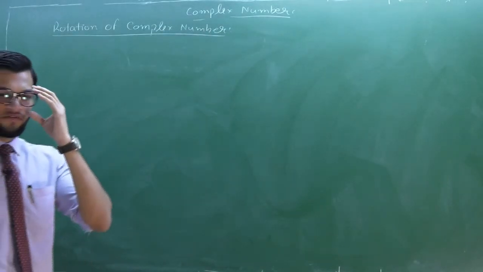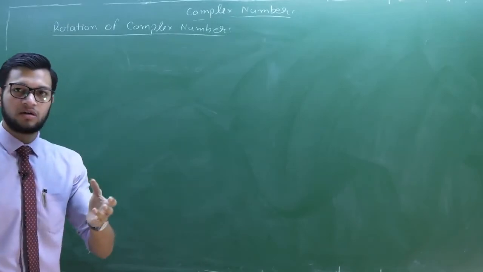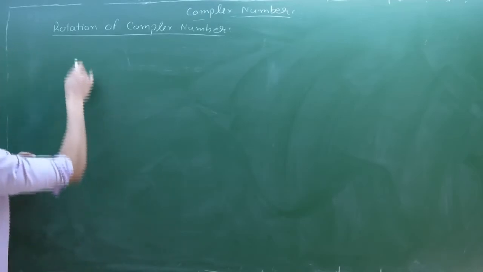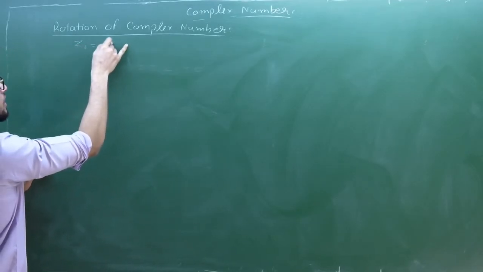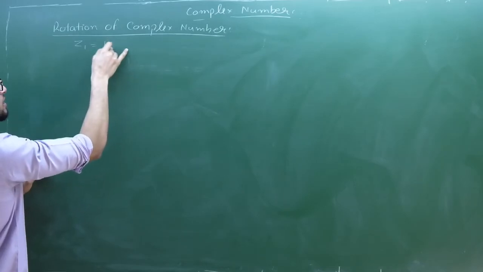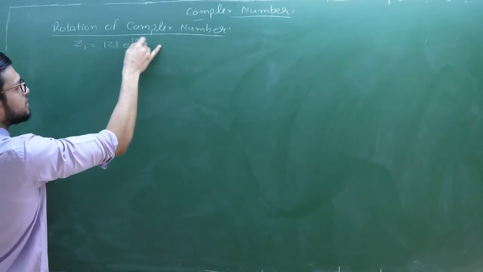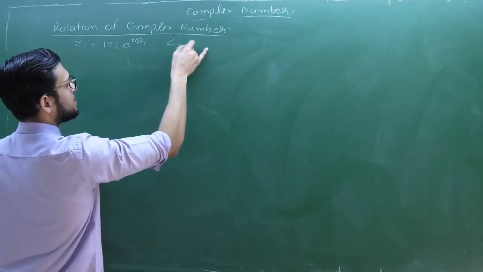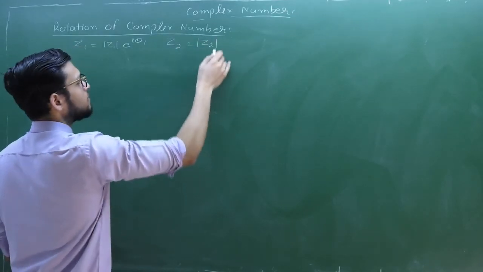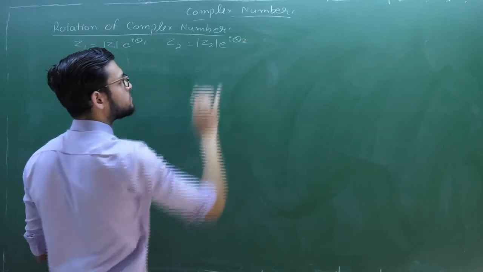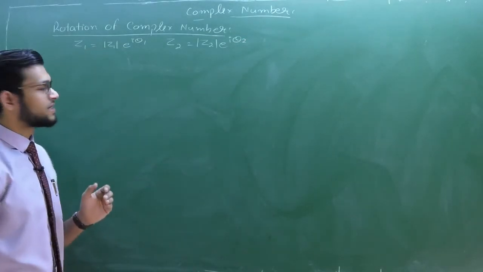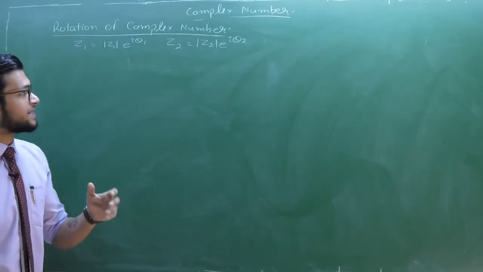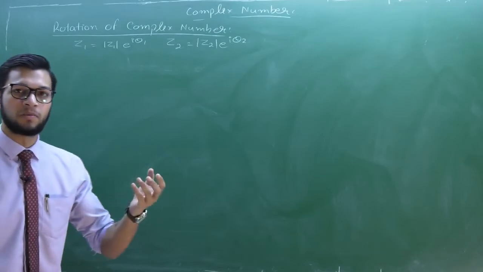So now guys, please listen very carefully and try to link all these terms with simple basic geometry. Suppose we have two complex numbers. The first one is Z1. We can write this as r e to the power iota theta, or mod of Z1 e to the power iota theta 1. The second complex number is Z2, which is mod of Z2 e to the power iota theta 2.